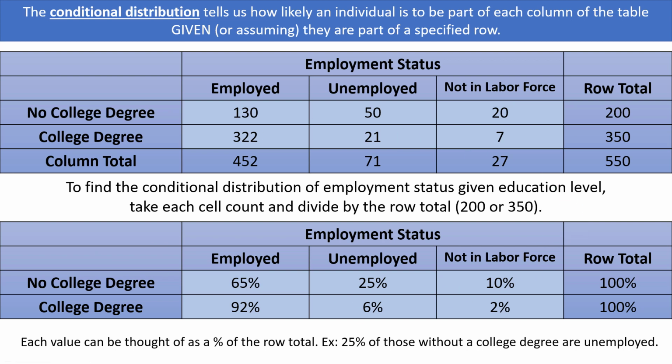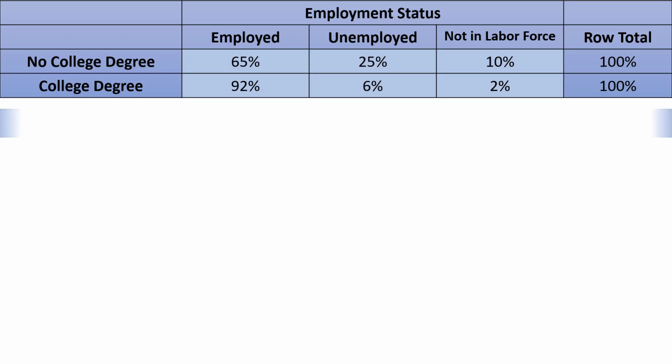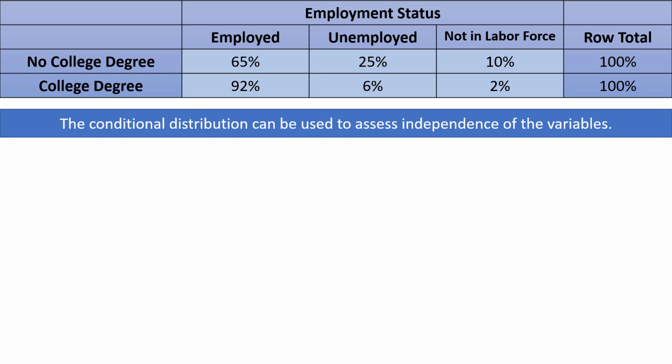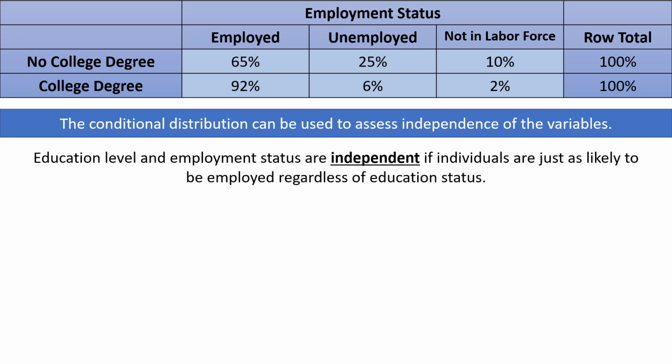Now, the main reason why you would maybe create a conditional distribution is to assess what is called independence. So we may want to assess the independence of the variables. And let me try to explain what I mean by that in the context of this example. So education level, our row variable, and our column variable of employment status would be independent if individuals are just as likely to be employed regardless of their education status.